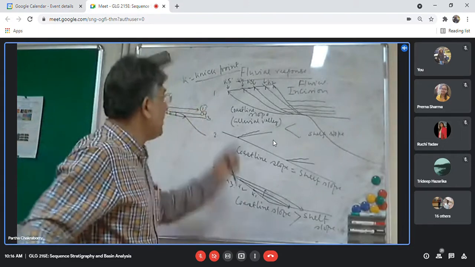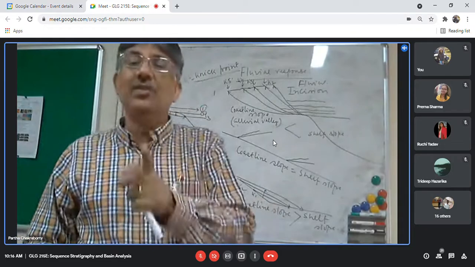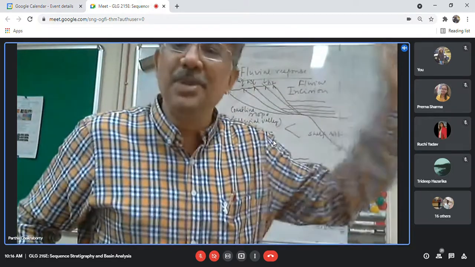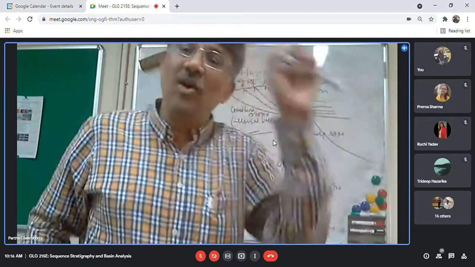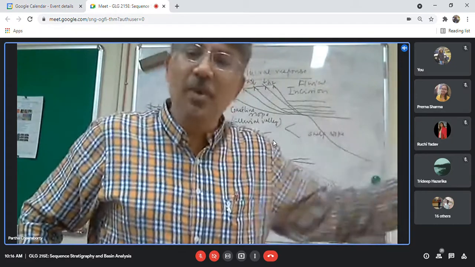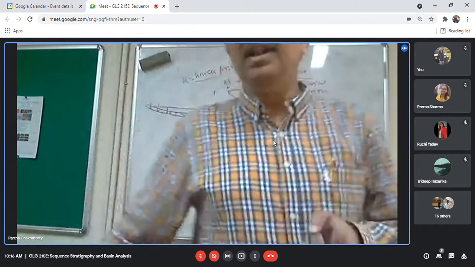Now, what is happening in this case and in this case? The nick point will be shifting landward, either by the onlap or by the incision and degradation. So, the nick point will be shifting landward. Okay, is it clear?